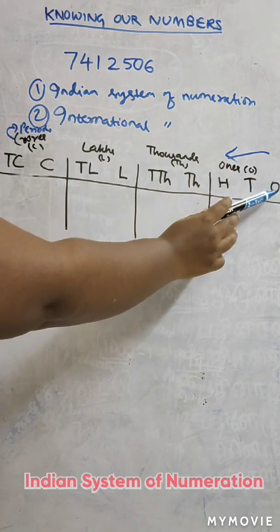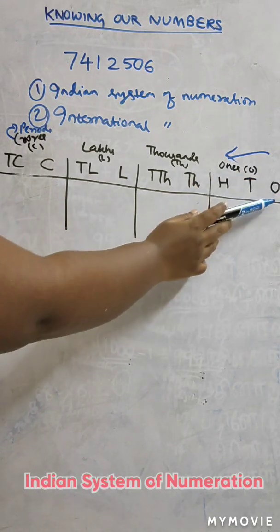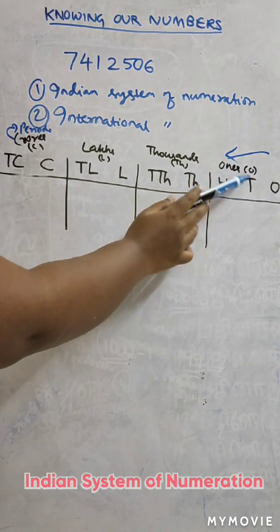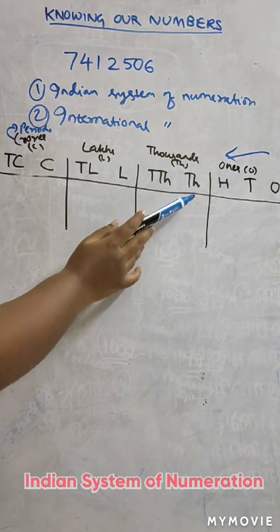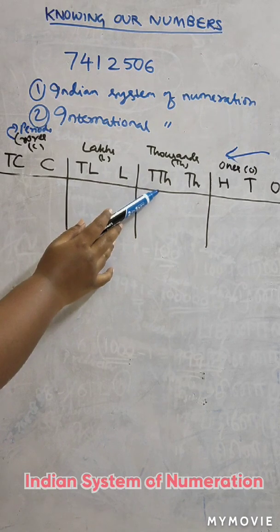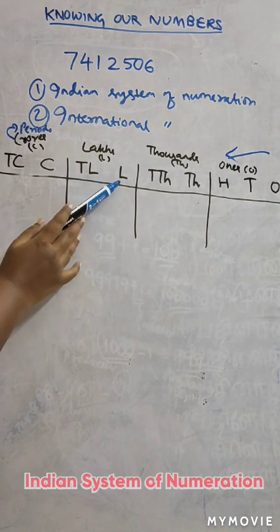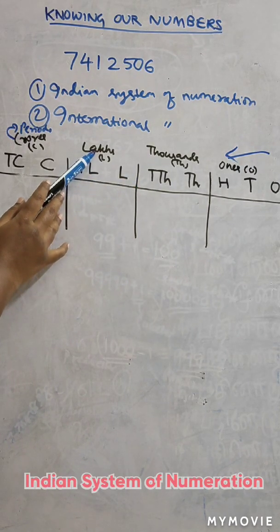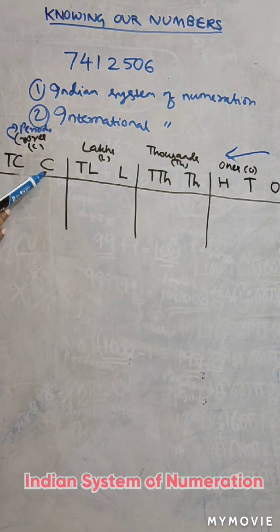From the right side, the first three, ones, tens and hundreds, are placed under the ones period. Then the next two, that is 1,000 and 10,000, are under the thousands period. The next two, that is lakhs and 10 lakhs, are placed under the lakhs period, and the final ones, crore and 10 crore, are placed under the crores period.